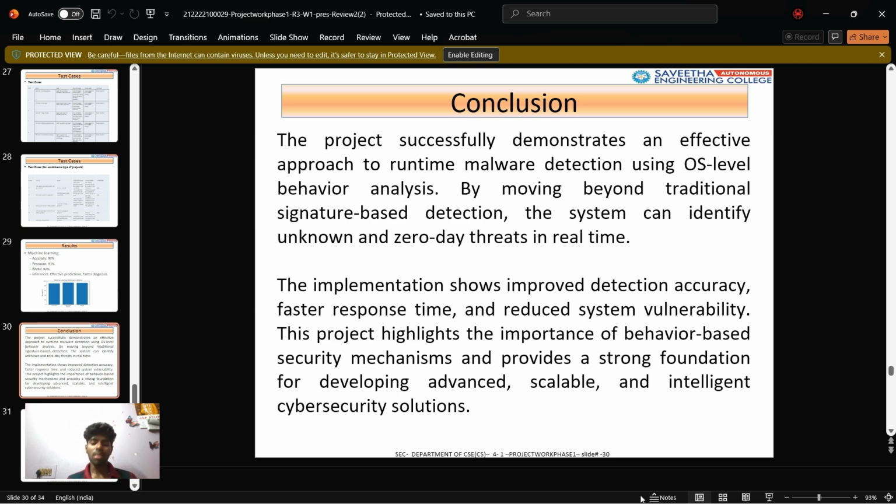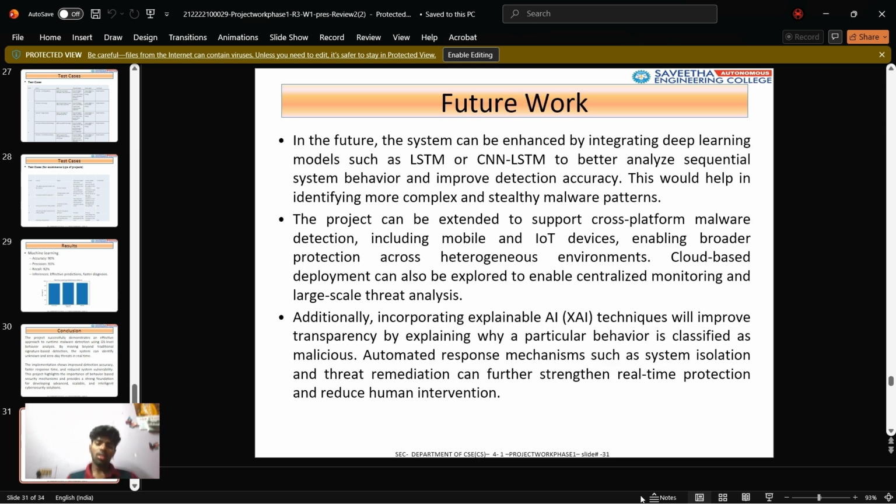This project mainly highlights the importance of behavior based security mechanisms and provides a strong foundation for developing advanced, scalable, and intelligent cybersecurity solutions. When we take the future work for the project, we need to work more on analyzing sequences and system behavior, and we need to also improve the accuracy of our detection. In the future this would help to identify more complex and stealthy malware patterns.